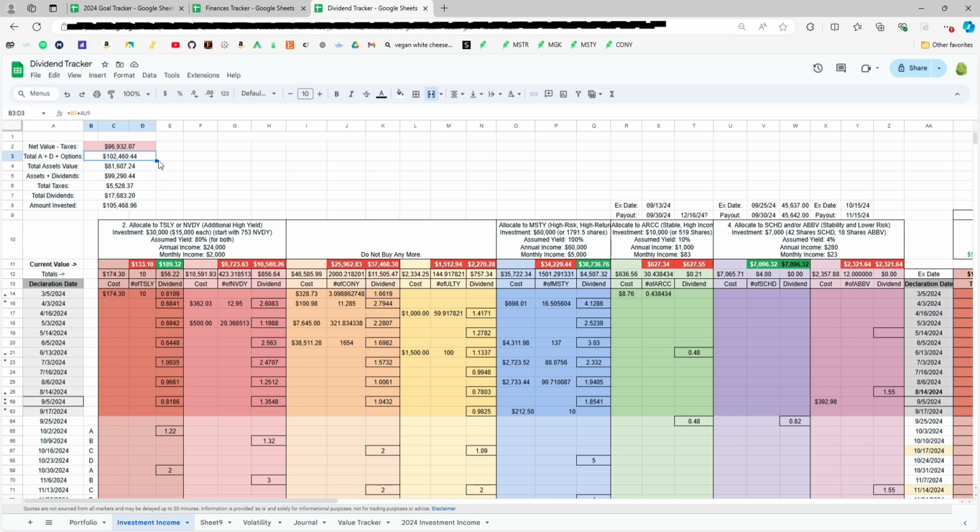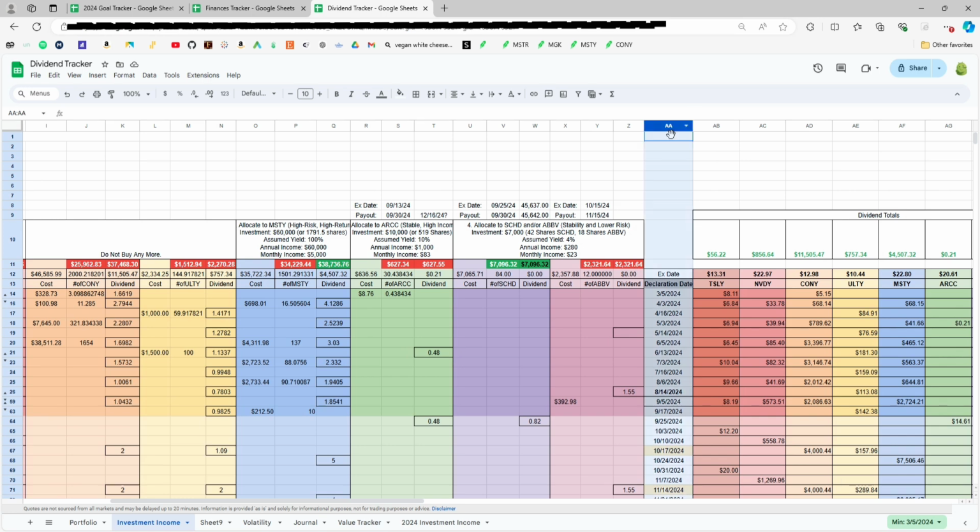So anyway, my net value is my assets minus my taxes, so 96,000. Okay, and then down here I have the declaration dates. I kind of put this in time order. So I have my declaration date column. I have my X date column.